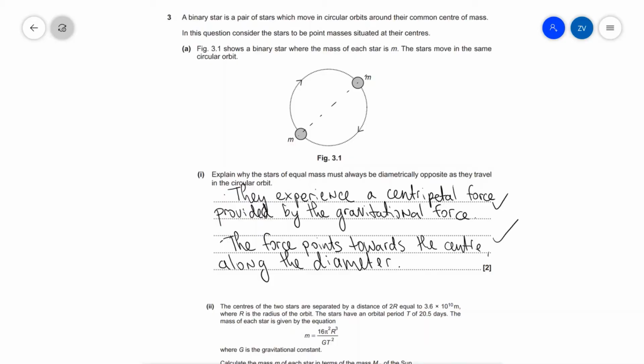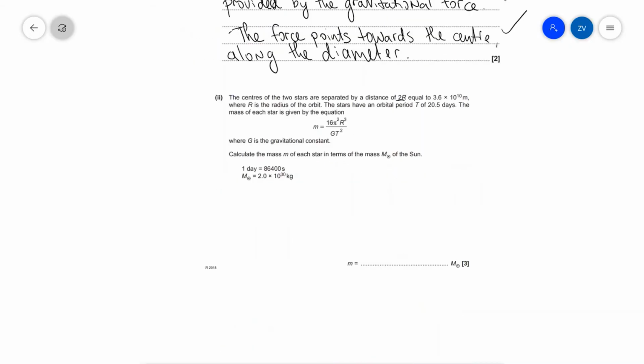Let's have a look at part 2. The centers of the two stars are separated by a distance of 2r, which is equal to 3.6 times 10 to the power of 10. I've underlined this here because we're not given r, we're given 2r, and the stars have an orbital period T of 20.5 days. We're going to need to make sure to convert that into seconds in a minute. The mass of each star is given by the following equation over here. We've got some cubes and squares, and we need to calculate the mass of each star in terms of the solar masses.